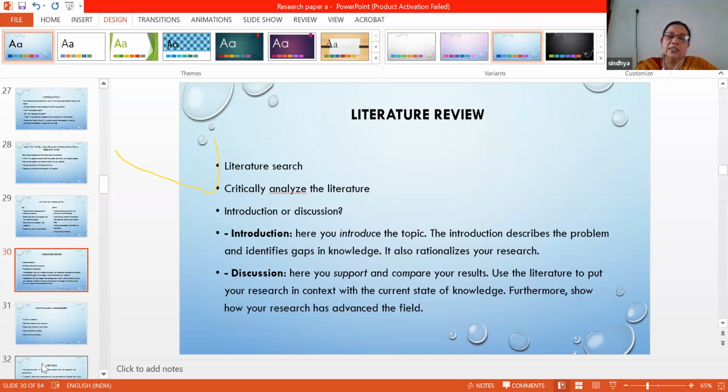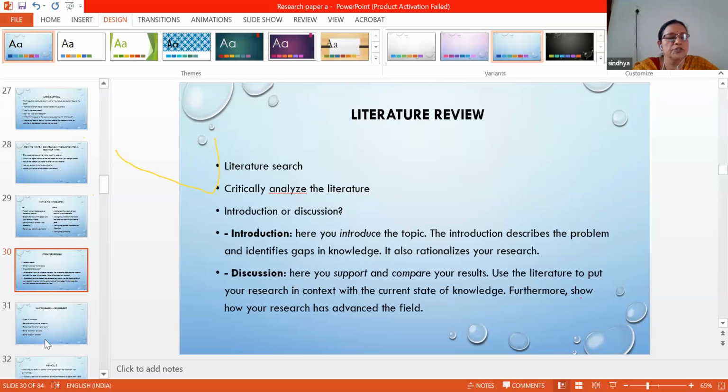So you can conduct a literature review throughout the research process, and you can summarize the results in two sections. One is the introductory section, and the other is the discussion section. In the discussion, you can support and compare results with the previous studies. Use the literature of your research in context with the current state of knowledge. So again, in the discussion part, you can support how your research is helping to advance the field. That is with the support of the literature review. You can use this literature review in two sections, introduction and discussion section.